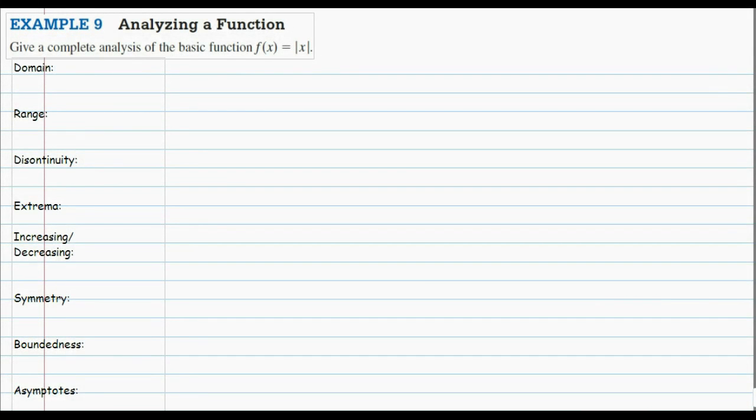This is the screencast for section 1.3, example 9. We're going to analyze the absolute value of x function. First of all, I want to do as much analysis as I can without looking at the graph. I know what the absolute value of x looks like, so I'm going to try and use my frame of reference, my brain, to help me with my analysis.